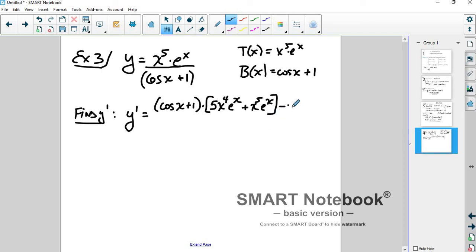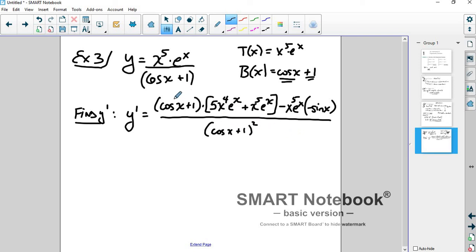And then minus the top, x to the fifth, e to the x, times the derivative of the bottom. The derivative of cosine is negative sine. The derivative of 1 is 0. So I get a negative sine of x there. And then the entire thing is over the entire bottom, cosine of x plus 1, all squared. This does not simplify, okay? But you can distribute the negative up top.